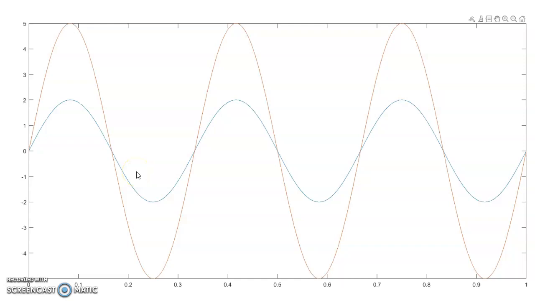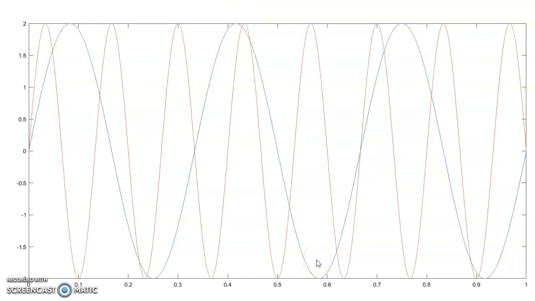For each of the next three graphs, so this graph and the next two, the blue plot is the same across all of them, while the red will change to better show you what I'm talking about. So for this one, you can see I've increased the amplitude, which has caused the peak to peak to change drastically.